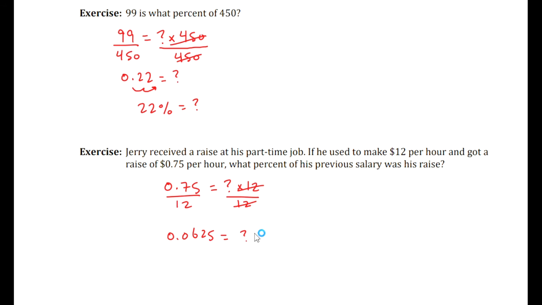To write that as a percentage, we move the decimal place 2 units to the right, giving us 6.25. We attach the percentage symbol, and we have our percent. So the raise of 75 cents per hour is 6.25% of his earlier salary of $12 per hour.